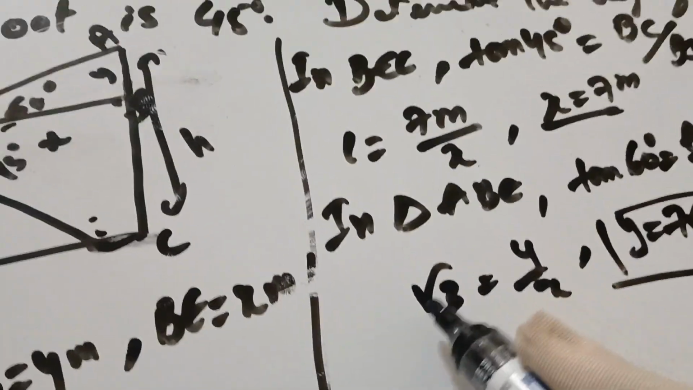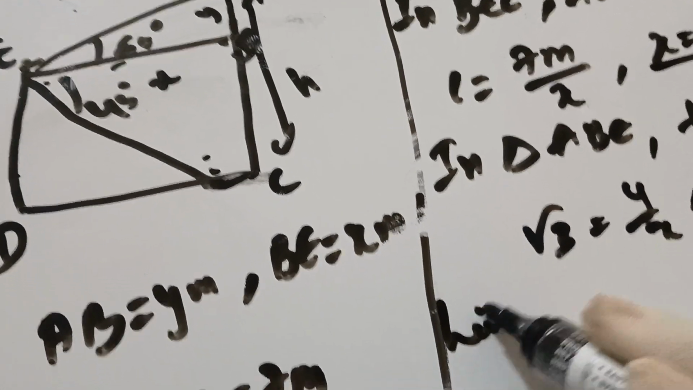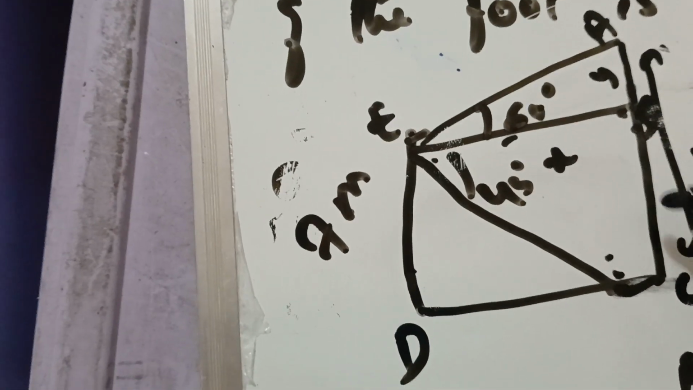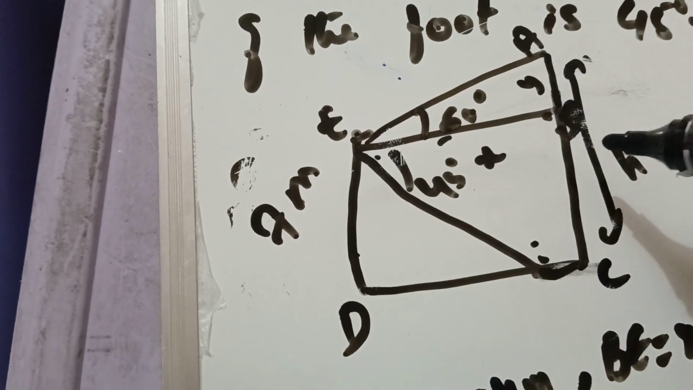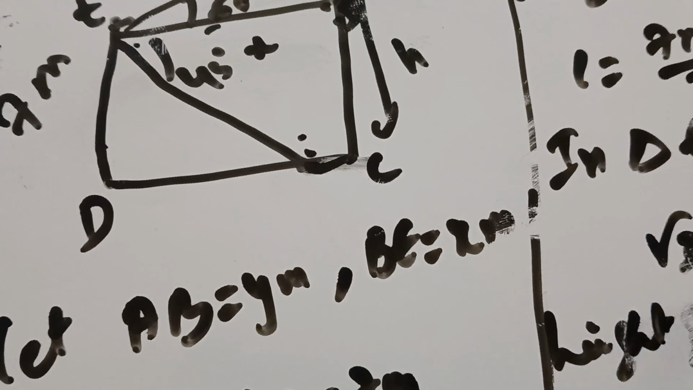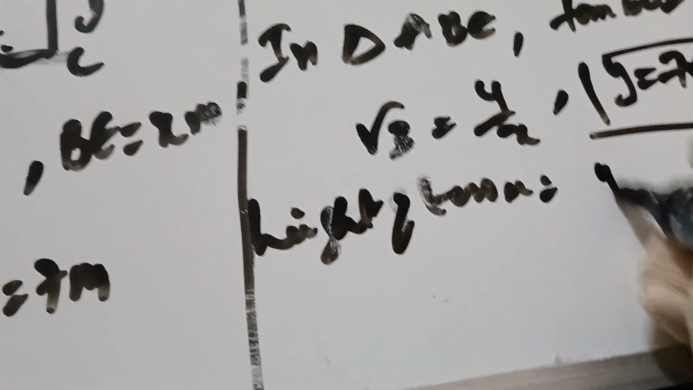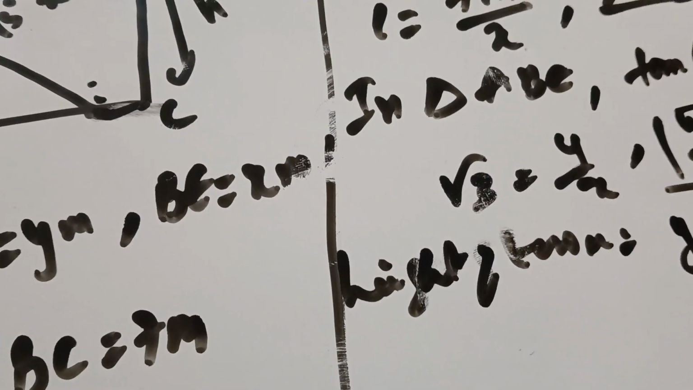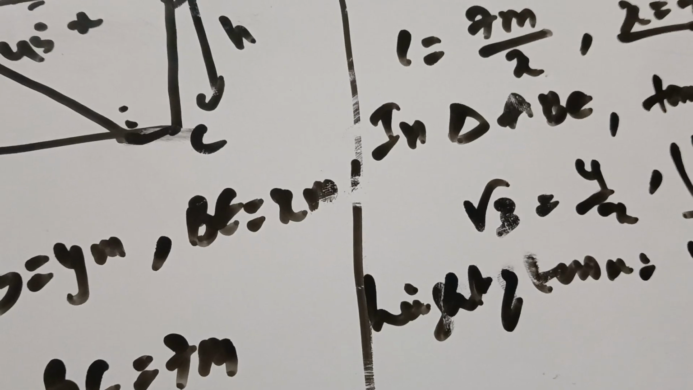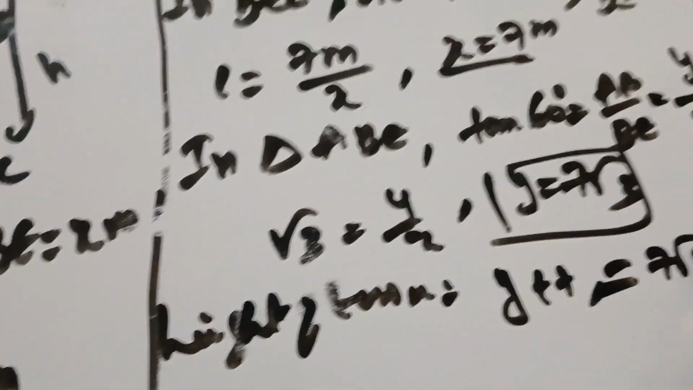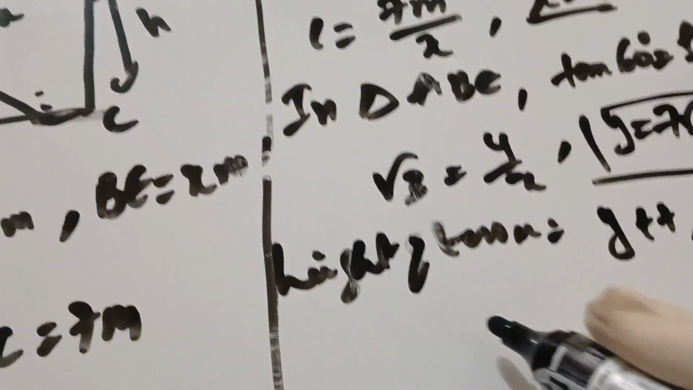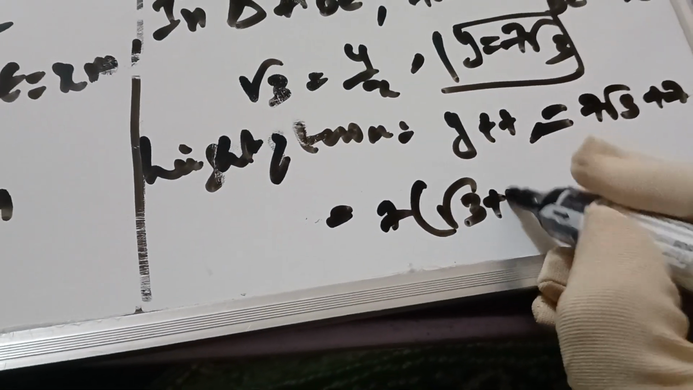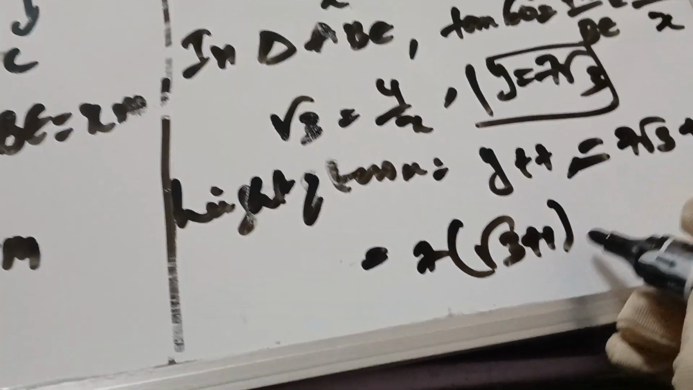Now the height of the tower we can write as AB plus BC, that is Y plus 7. We know the Y value, so we substitute. Y is 7 root 3 plus 7. If we take 7 common, we get 7 times root 3 plus 1 meters as the tower height.